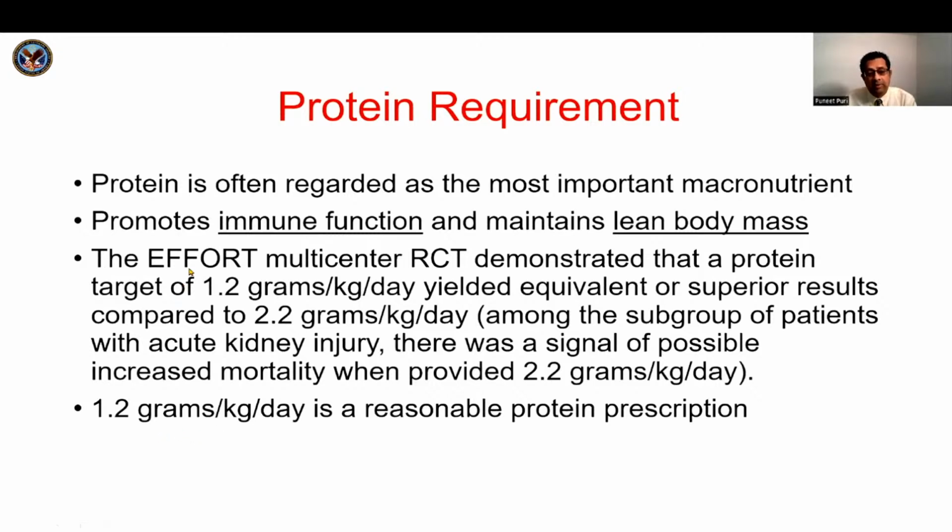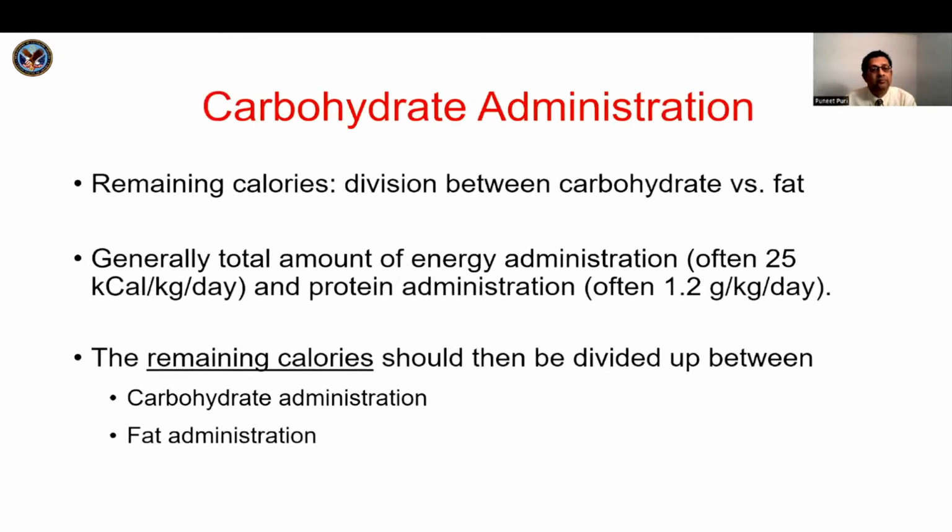The authors, I'll be presenting more data from that in subsequent slides, also recommended that 1.2 grams per kilogram per day is a reasonable protein prescription in critically ill patients with liver disease in the ICU setting. What about carbohydrate administration? After the decision is made on the total estimated caloric need and the protein needs, the remaining calories are divided between carbohydrates and fats.